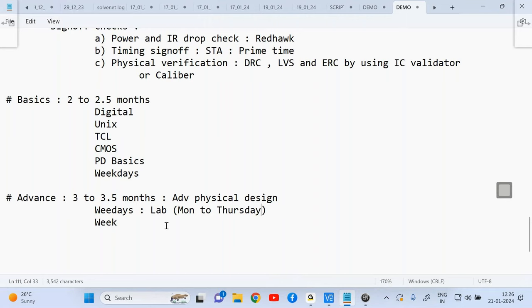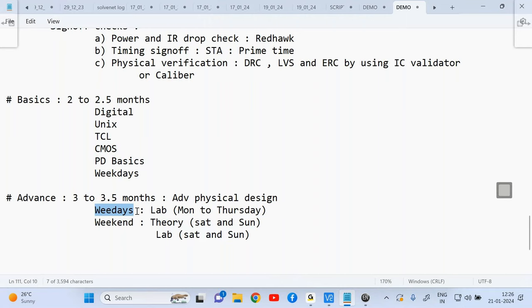So weekend means Saturday and Sunday, we have only theory. If there are any students who can attend only on weekends, who cannot attend on weekdays for some other reasons, then if they request, we will do the lab only on Saturday and Sunday for them. This lab is different. It's only for the students who cannot attend on weekdays. For them, a separate lab will happen on Saturday and Sunday.